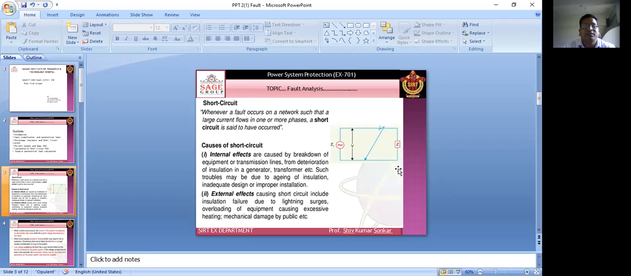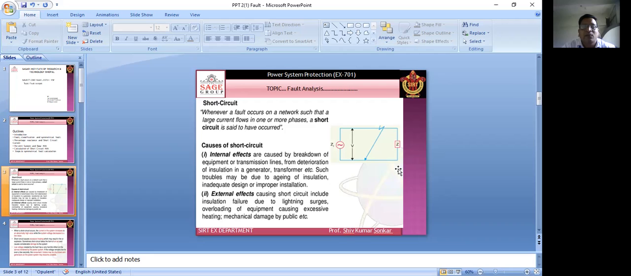Short circuit: whenever a fault occurs on a network such that a large current flows in one or more phases, a short circuit is said to have occurred. Causes of short circuit: first is internal effects and second is external effects.